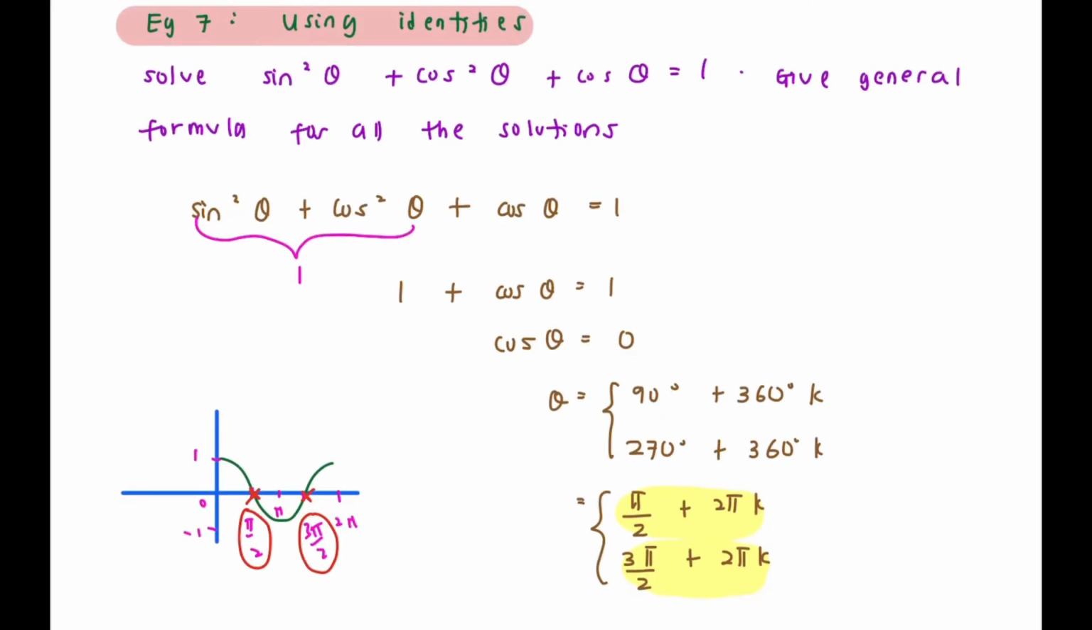For cos theta equal to 0, this is our answer, pi over 2 and 3 pi over 2. So if you want to give the general formula, the answer is pi over 2 plus 2 pi k. Another one is 3 pi over 2 plus 2 pi k. So this is your general formula.